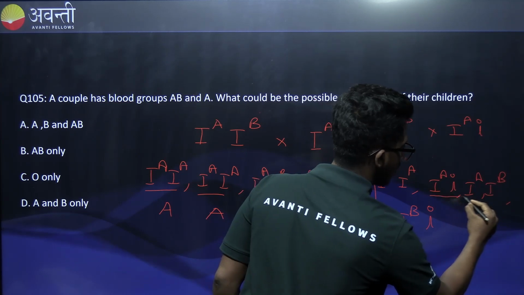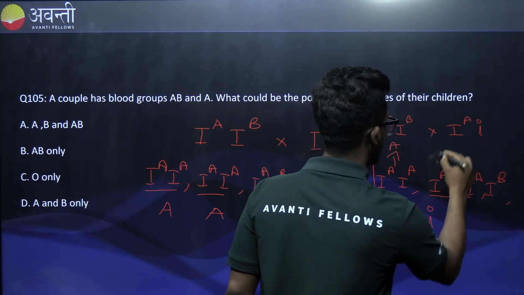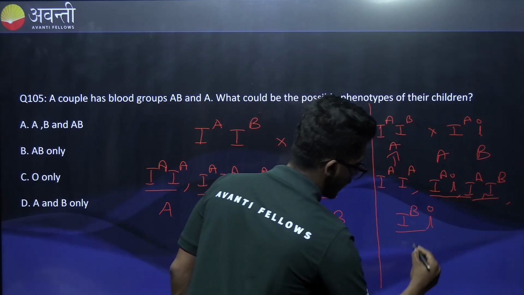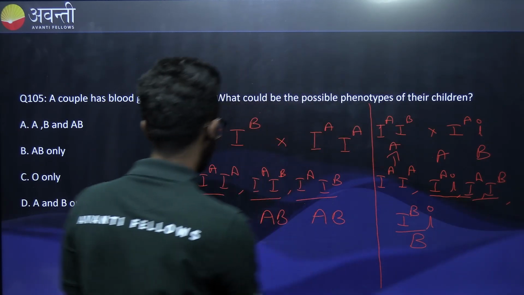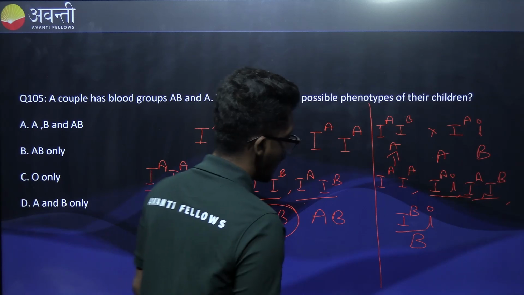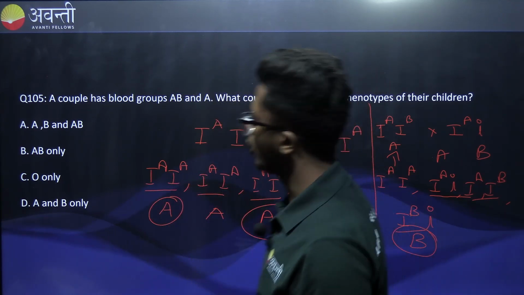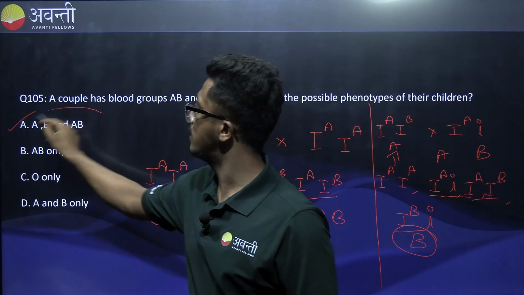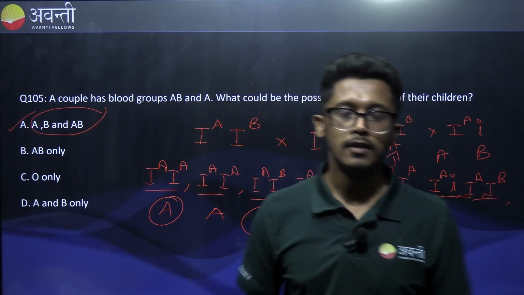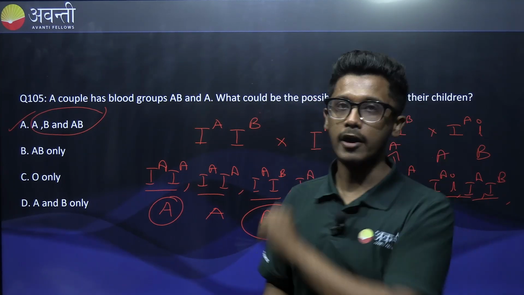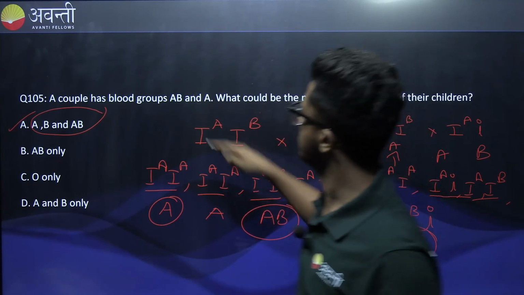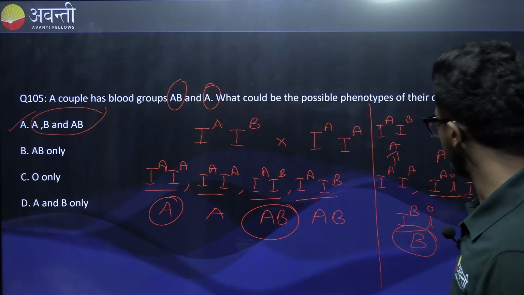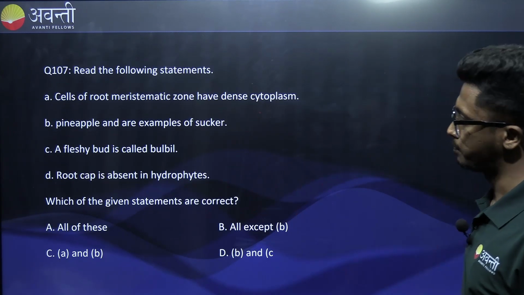Here we get IA small i is A blood group, then IA IB is AB blood group, and IB small i is B blood group. What do we get? We get A, we get AB as well as B blood group. So where do we have an option? Yes, option A is the correct one. That is A, B and AB is possible for the next generation to have these blood groups if the mother and the father is having AB and A blood group. Did you understand this? Okay, so let's go for the next question.